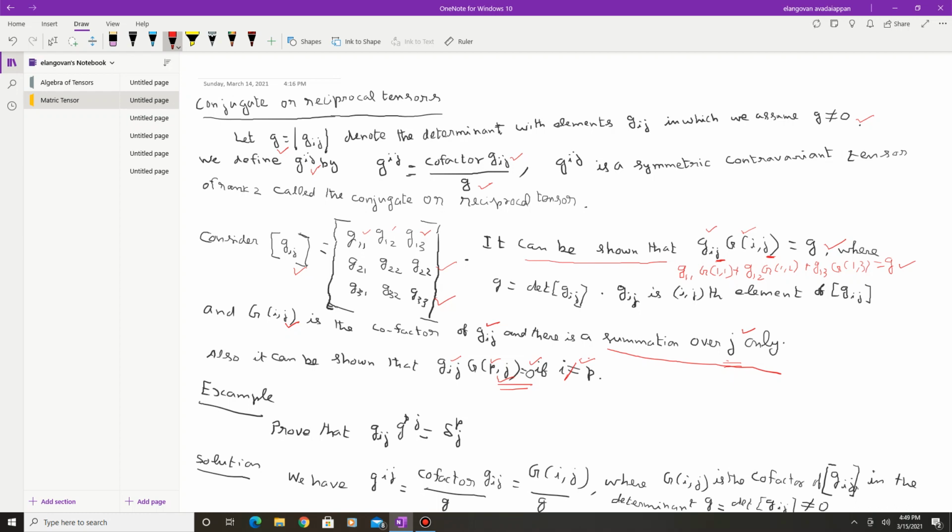Now let us take a simple example. Let us prove that the covariant metric tensor gij multiplied with the contravariant tensor gpj, when we make a product, becomes delta. There is a summation over j, so actually this will be delta pi.